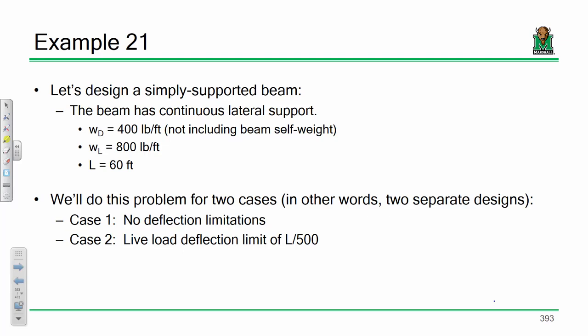And so what I mean by that is we're doing two different beam design problems. One of them, we're not going to care about deflection at all. And the other one, we're going to assume that we have a live load deflection limit of L over 500. And so you're really going to want to pay attention to how I handle that and to how I handle the units and whatnot. Just make sure that you're squared away.